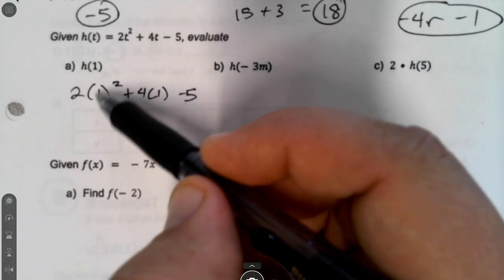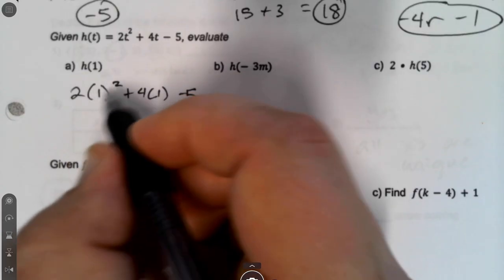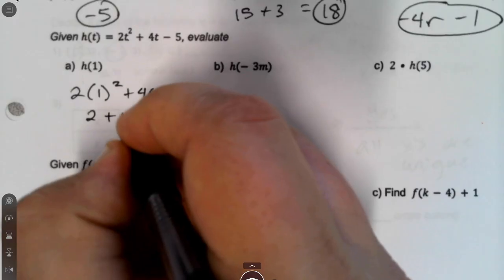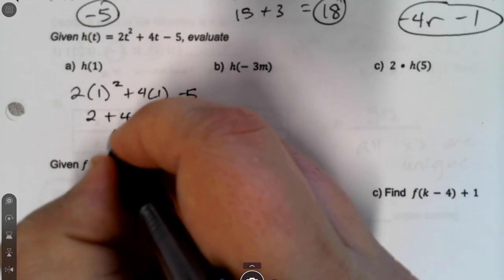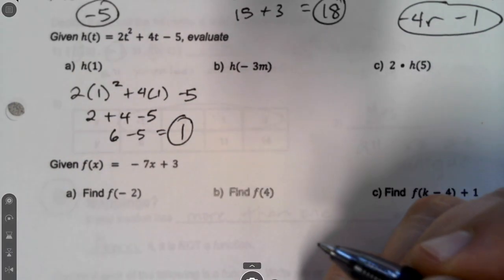So I plug in 1 for this t, I plug in 1 for this t. 1 squared is 1. 1 squared is 1. 1 times 2 is 2. 4 times 1 is 4. And I have the minus 5. 2 plus 4 is 6. 6 minus 5 is 1.